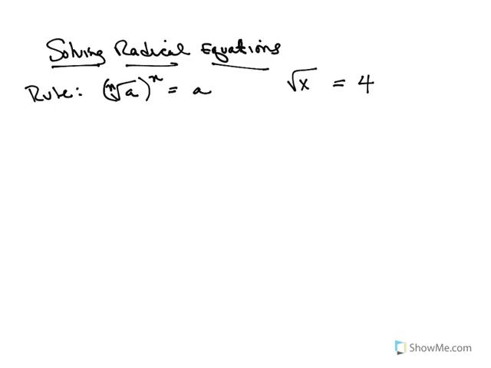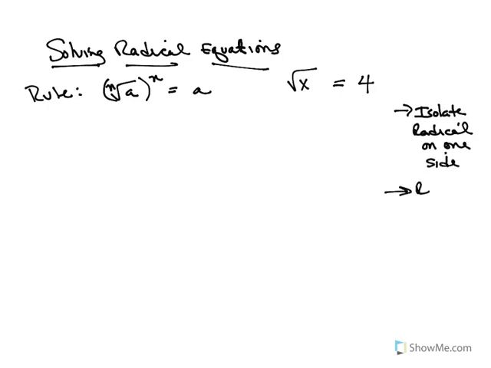So I have the square root of x equals 4. When I'm solving, my goal is to isolate the variable on one side. Well, I have the variable isolated, but it's under the square root, so this doesn't really help me. When you're solving radical equations, you do want to isolate the radical on one side. This is good because my radical is isolated.